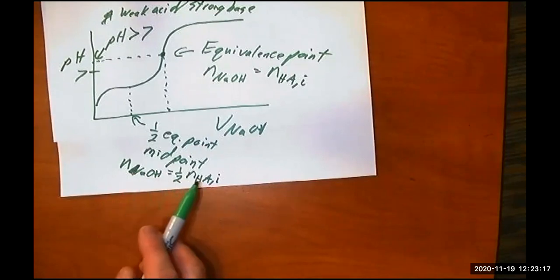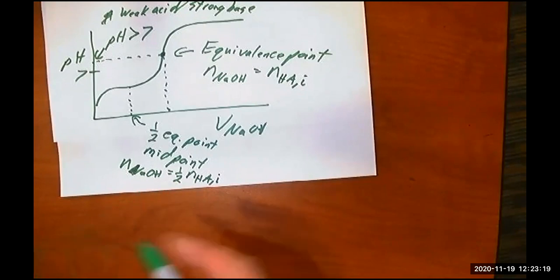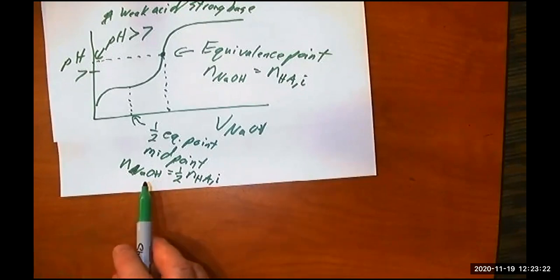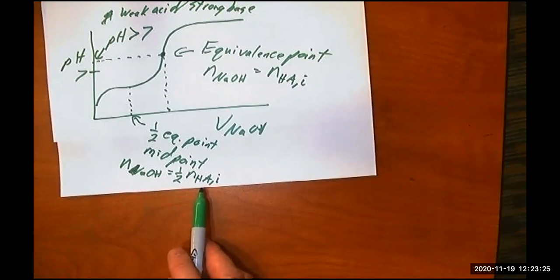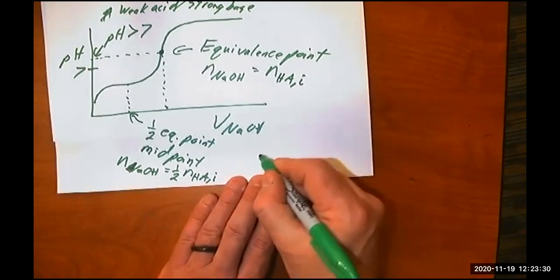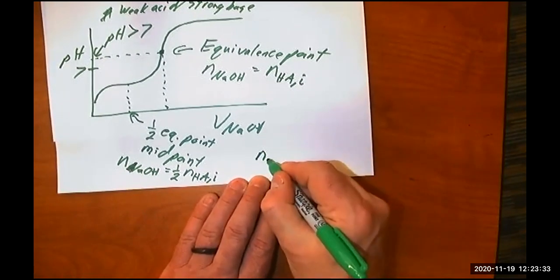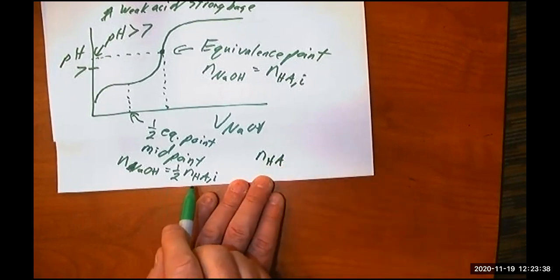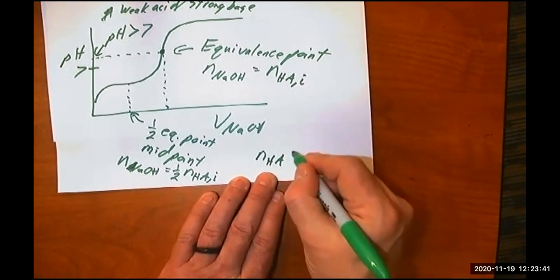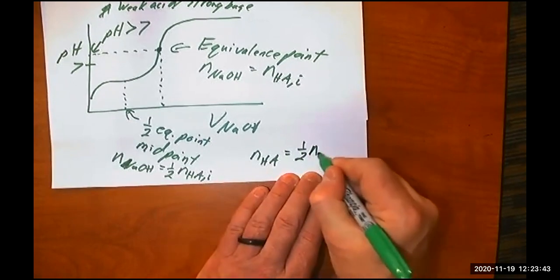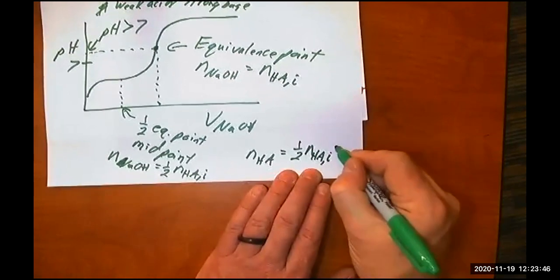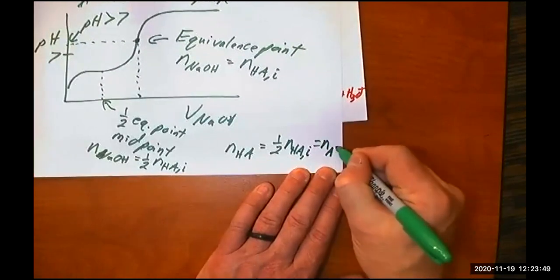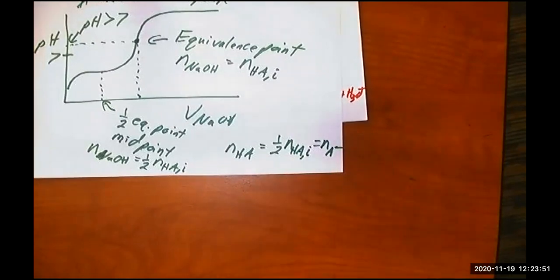If we think of this as following the reaction I described earlier, where the hydroxide pulls the hydrogen off of HA, then that means that our number of moles of HA is going to be half as much as we started out with. And it's also going to equal the number of moles of A minus that we now have, because that's what it turned the HA into.